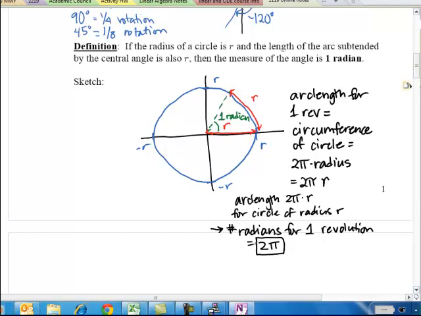So what we've got is a connection between degrees and radians. So we'd have 360 degrees has to be the same as 2 pi radians, which you can abbreviate RAD if you'd like. And that is easier if we reduce on both sides, so that 180 degrees is the same as pi radians. And this is usually the connection we use to convert back and forth between the two angle measures.